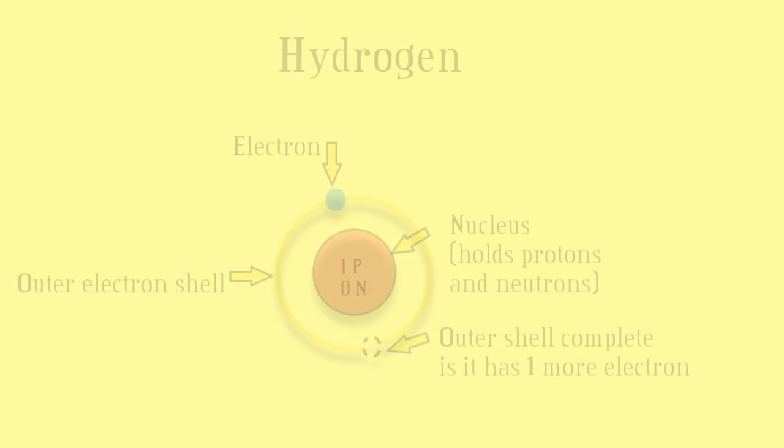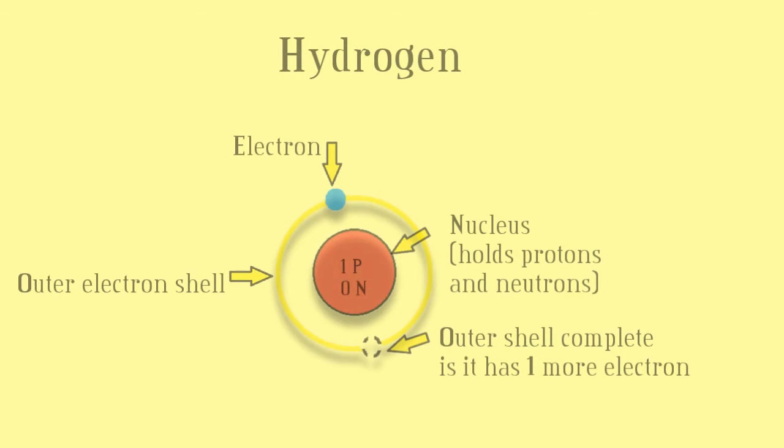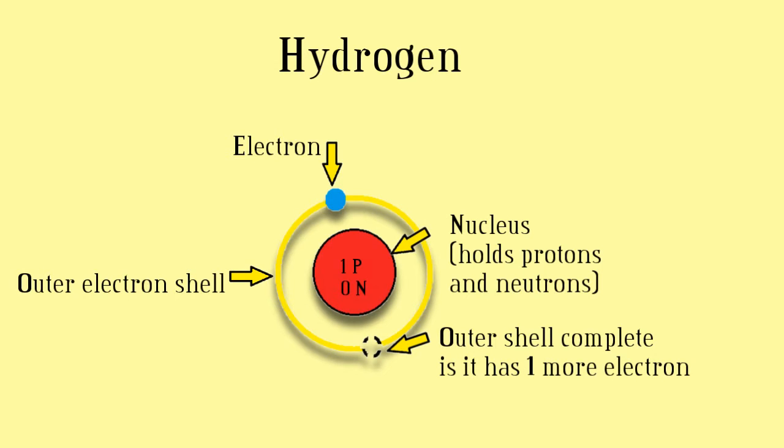Since hydrogen only has 1 electron, it only has 1 electron shell, which is also its outer shell. Hydrogen's outer shell needs 1 more electron to be complete. Thus, hydrogen is constantly attracted to other elements that have electrons to share.